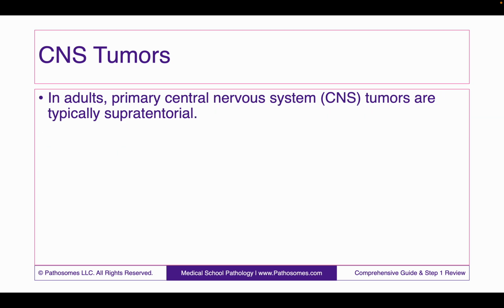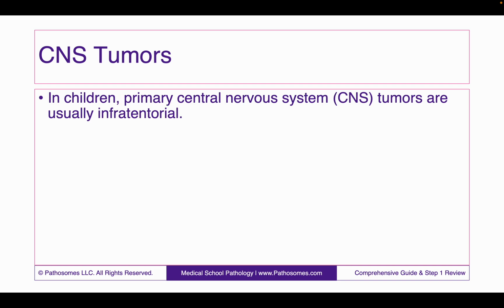In adults, primary central nervous system tumors are typically supratentorial. And in children, primary central nervous system tumors are usually infratentorial.